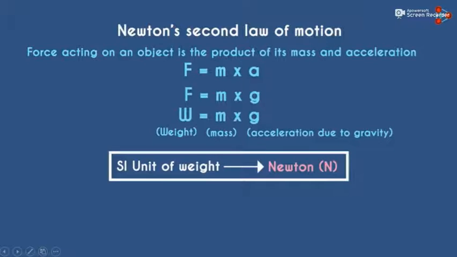As the value of g at a particular place is constant, we can also say that the weight of the object is directly proportional to its mass. Here's the main takeaway from this video. The mass of an object remains constant everywhere, whereas its weight depends on the gravitational force at the location.